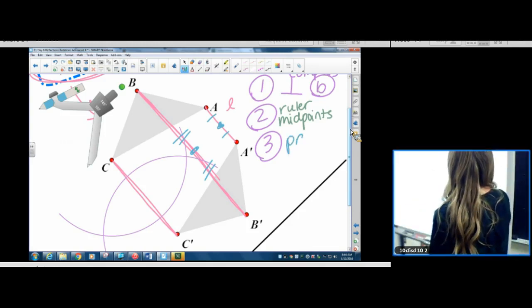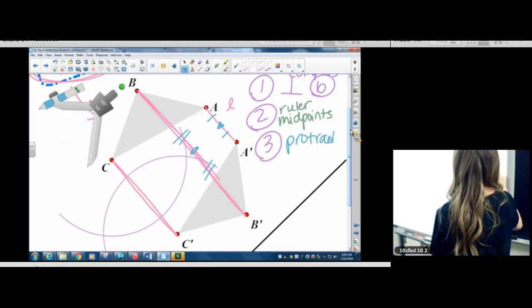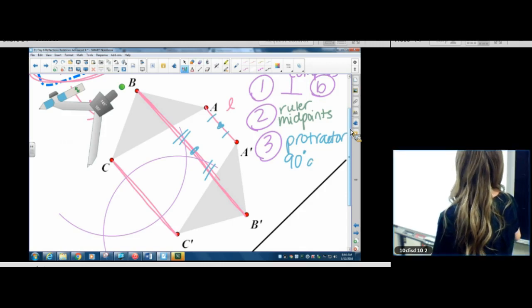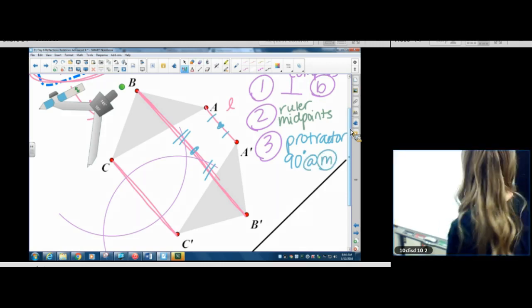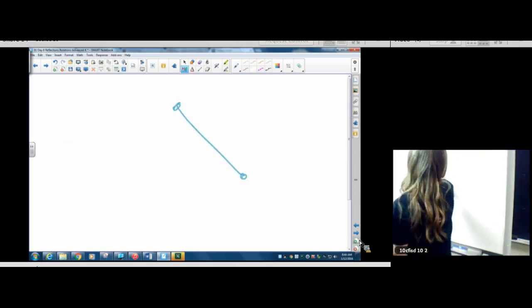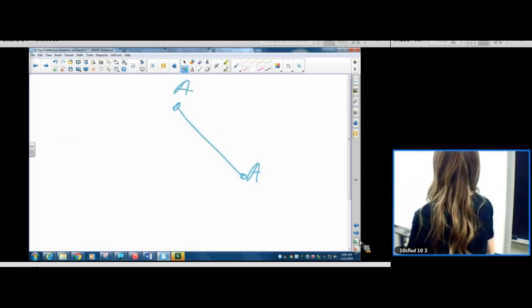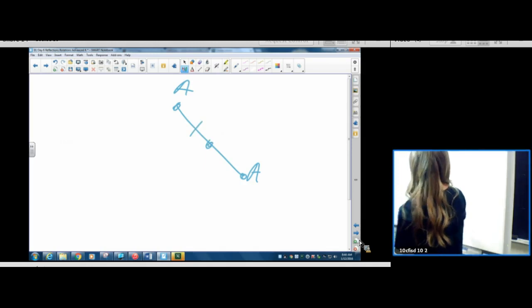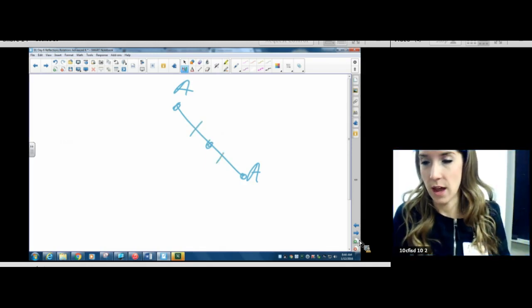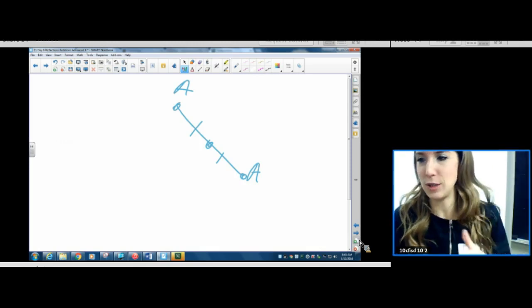The last one is using the last tool that you had. You could use a protractor, and you could draw a 90-degree angle at a midpoint. Let me get a fresh screen to show you how you would do that. So pretend that this is A prime. You found the middle. Let's say you don't have any other points. Okay, you want the line of reflection for just these 2 dots.